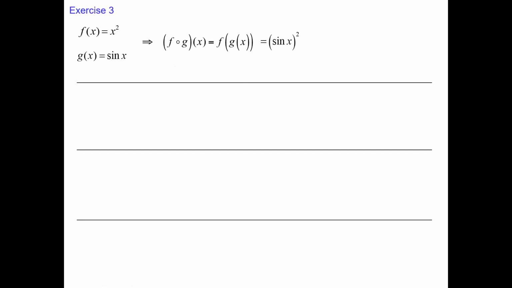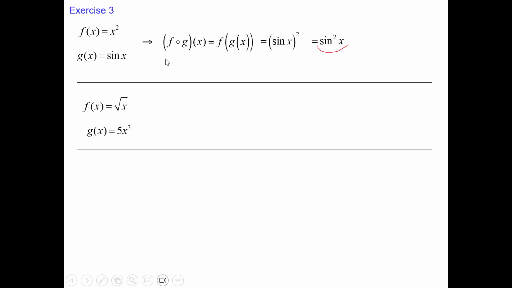Instead of x, we will put sine of x, sine square of x. Looking at sine square of x, I want you to identify which one is inner, which one is outer. That means the inner function is sine of x, and the outer is the power squared, quantity squared.